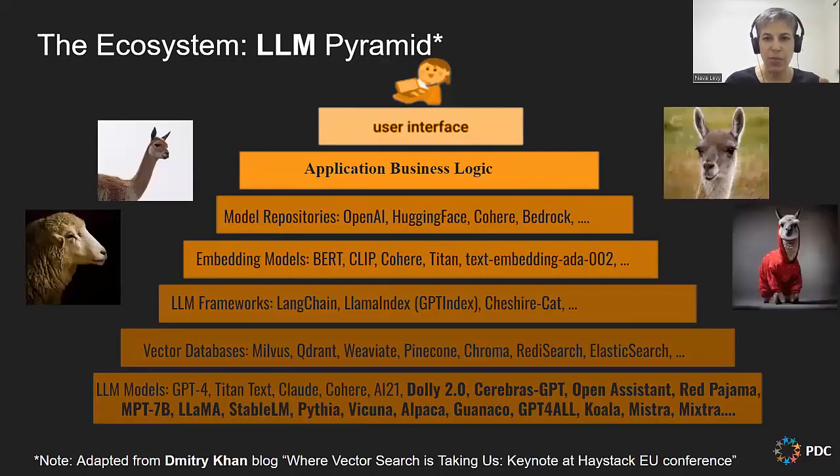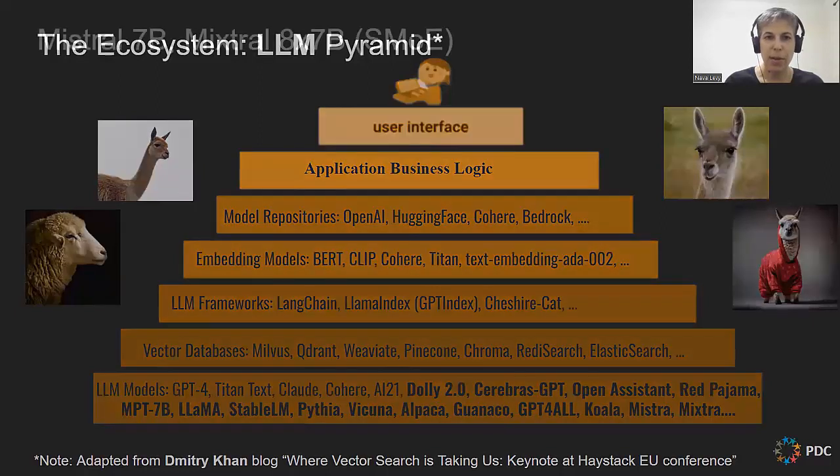Now, if you notice, there are lots of models called by animal names. So we have Vicuna, Alpaca, Koala, and it's all to give respect to Llama, the Facebook model, which was open sourced. And thanks to Llama, all of these models are possible.